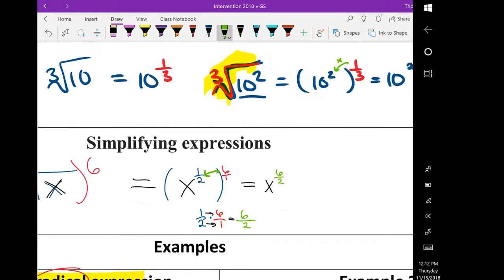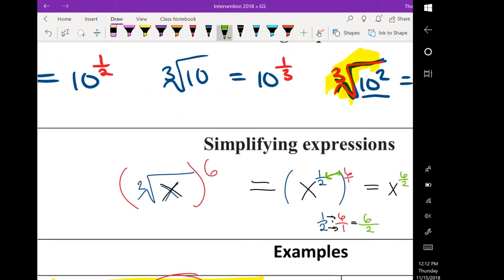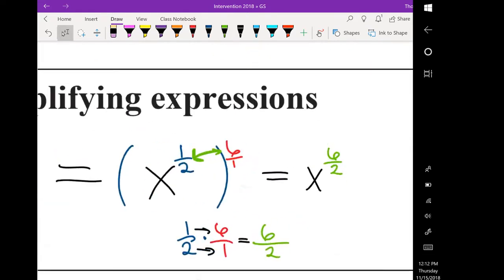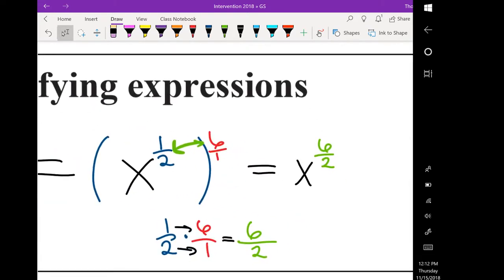We definitely have gotten a lot better. We've gotten rid of the radical sign. We've gotten rid of the 2 different exponents. We now just have one number in our exponent, 6 divided by 2, 6 halves. But we should be able to simplify that more, and we might be able to.